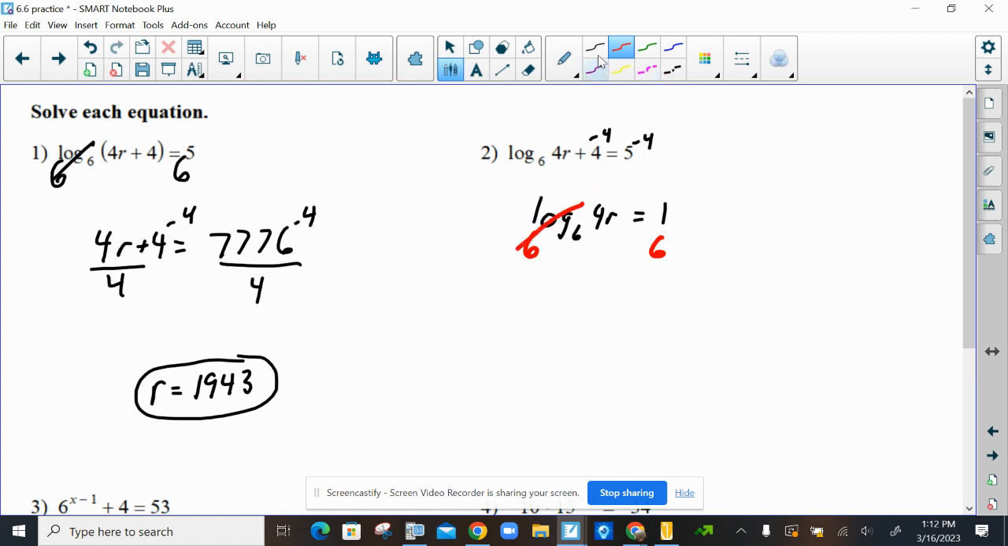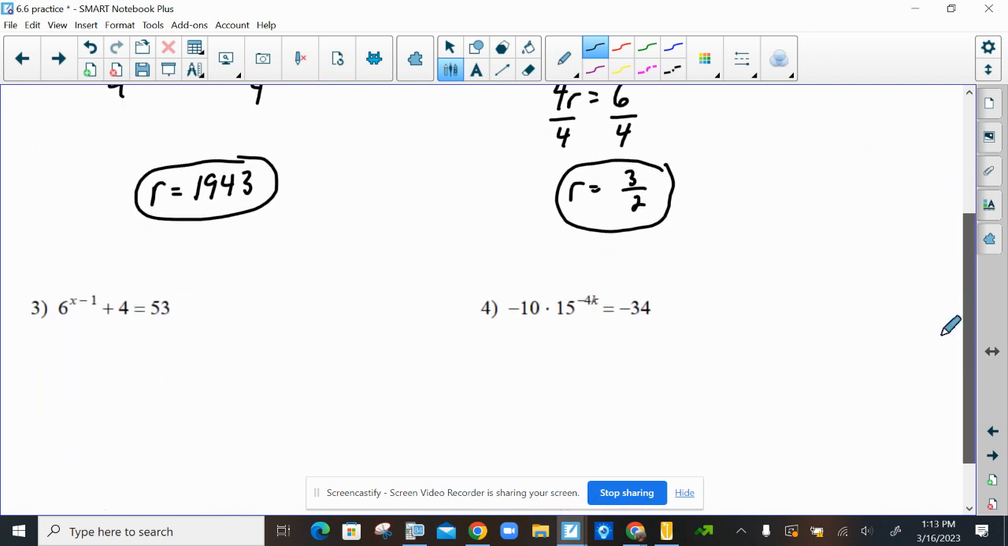The log disappears, and you're left with 4r. 6 to the 1 power is 6. Divide by 4, and I'm just going to reduce it to 3/2, or 1.5. Okay? So again, totally different problems. So if you wanted to check, you could do the log base 6 of 4 times 3/2, close the parentheses, and add a 4, and I promise you it'll come out to 5.